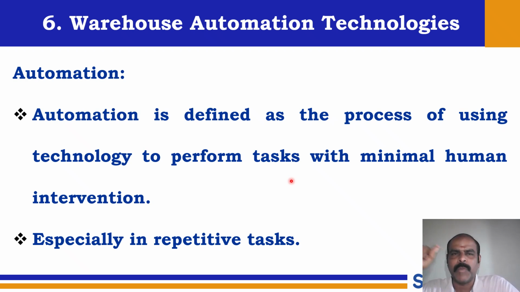This cost effectiveness may not be visible on day one, but with respect to time, yes, it needs to be highly effective. So this is what automation is all about. Now let us summarize the definition. Automation is defined as the process of using technology to perform tasks with minimal human intervention, especially in repetitive tasks. It does not mean that non-repetitive tasks are excluded, no, they are going to be considered. Any task can be automated.